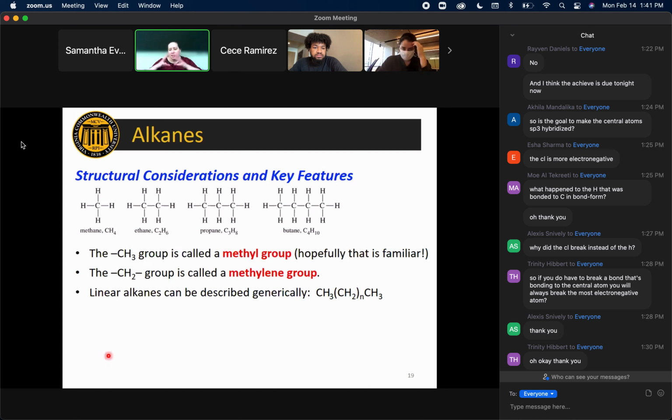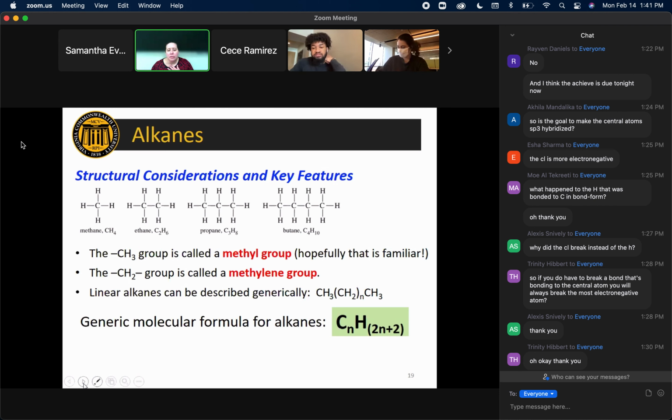Because this is systematic, every time we add on a carbon, we're adding a CH2 group. You can imagine plopping a new CH2 group right in the middle of this linear chain. Because of that, we can get to a generic molecular formula for alkanes, which is CnH2n+2. And this should make sense if, instead of looking at the condensed structural formula, we break the molecule down a different way.